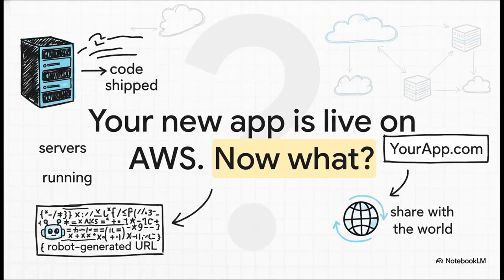So, you've hit this point, right? The code is deployed, the servers are humming along, but then you're staring at a URL that looks like a string of random characters. Because, let's be honest, it is. This is that classic moment every developer hits. How do you transform that mess into something you can actually, proudly share with people?